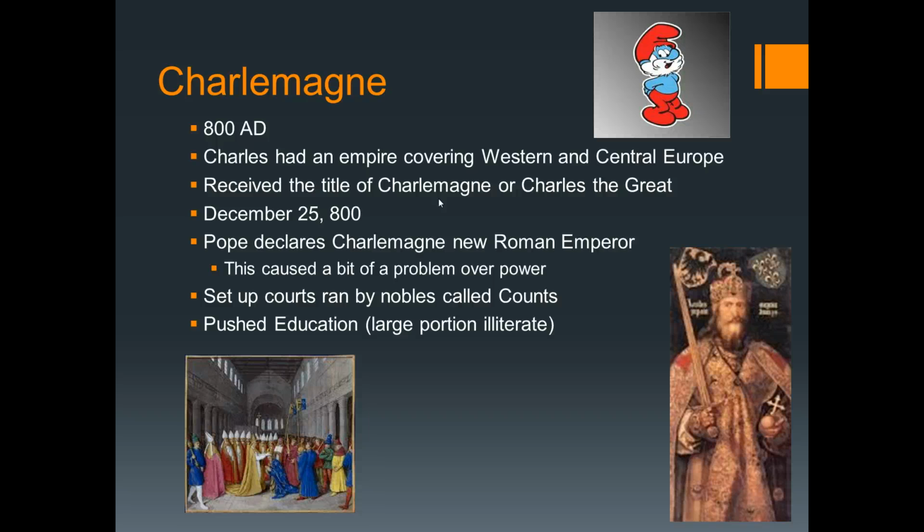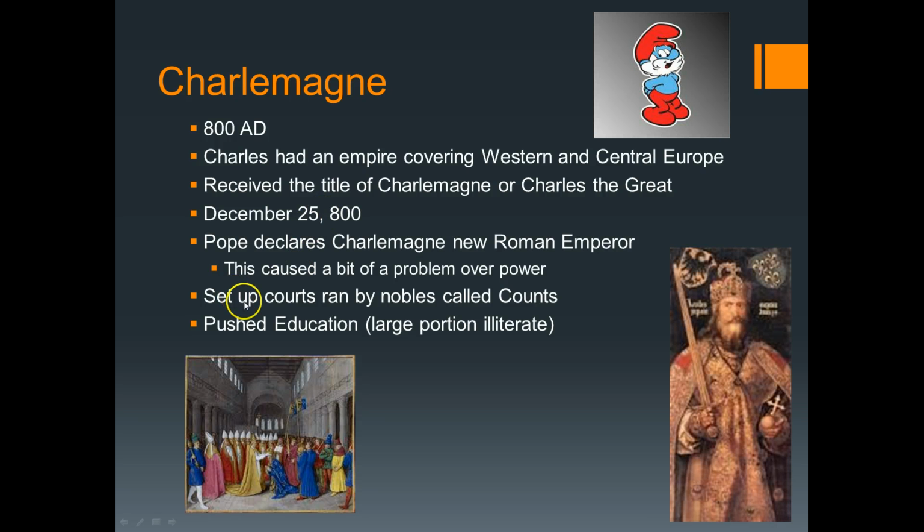And on December 25th, 800, and if you don't know what December 25th is, that is Christmas Day, the Pope declares Charlemagne the new Roman Emperor, because he built this vast empire. And this causes a problem, though, because who has the power? Was Charlemagne the new Roman Emperor because he had defeated all these different people, or was he the new Roman Emperor because the Pope said so? So this became a power struggle between the Pope and Charlemagne. And Charlemagne was not all too happy that the Pope declared him the new Roman Emperor, because he's like, hey, I created this empire all on my own without your help.